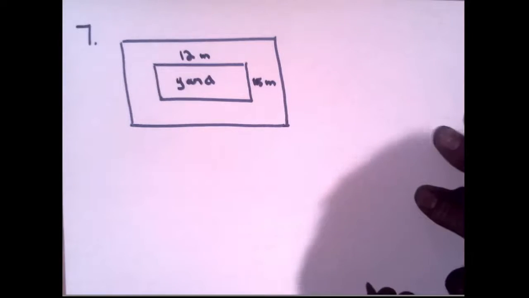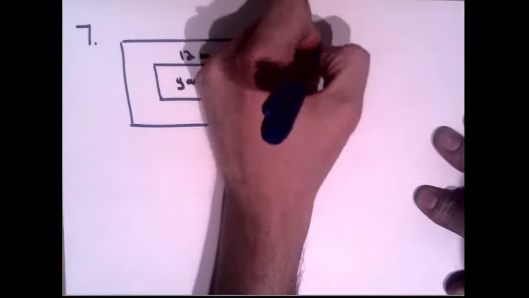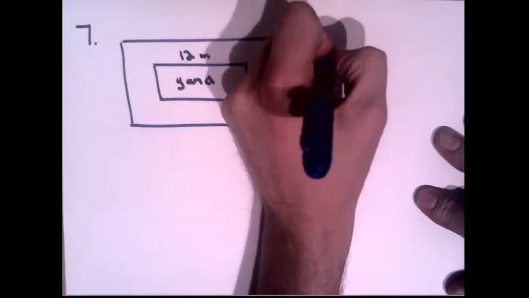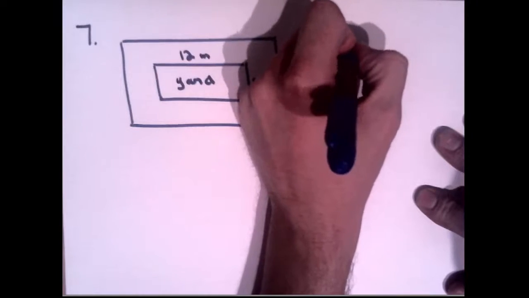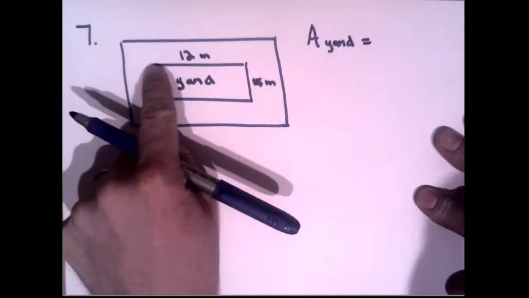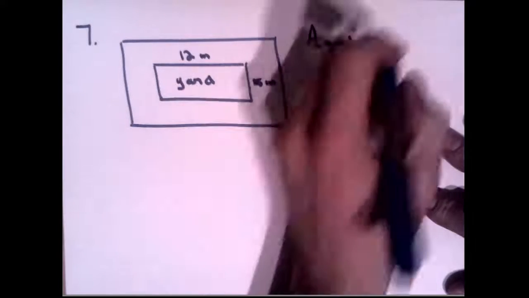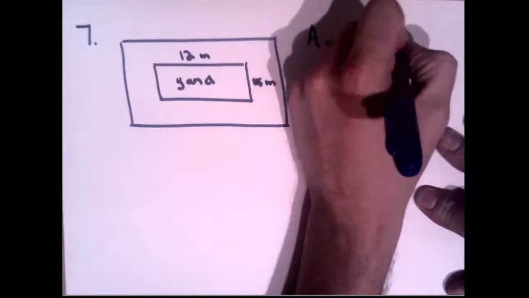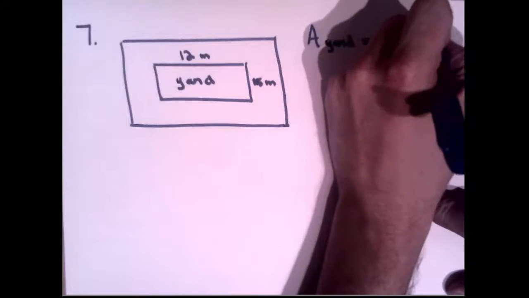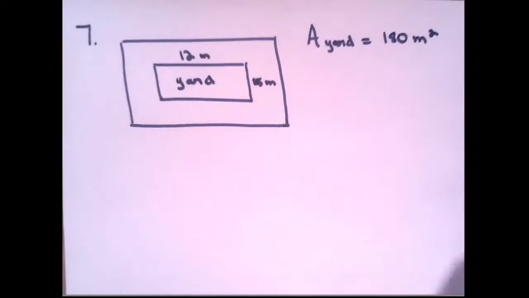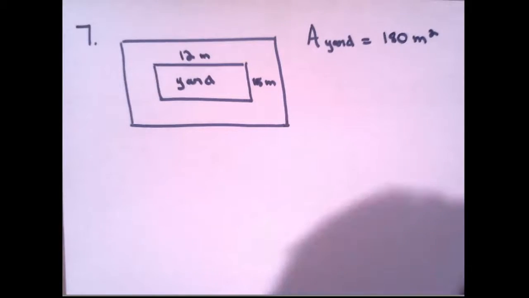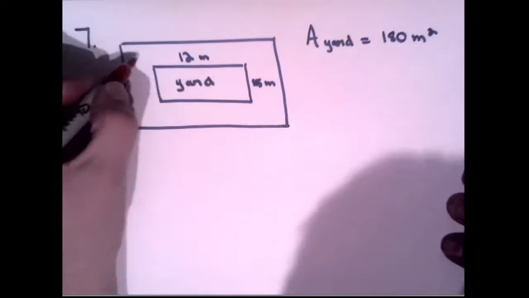Okay, so the area of the yard, so A subscript yard, it's rectangular, so length times width, 12 times 15 is 180 meters squared. Okay, that takes care of his yard. And then it says Jim wants to put a flower bed. So the flower bed's this area here.